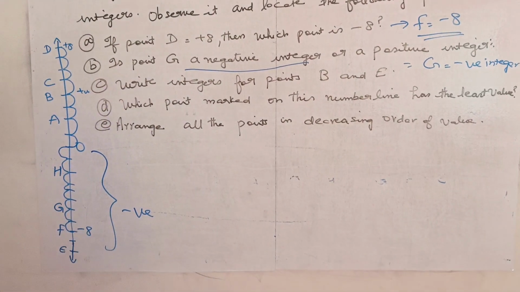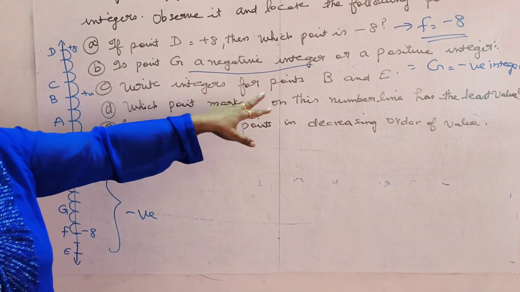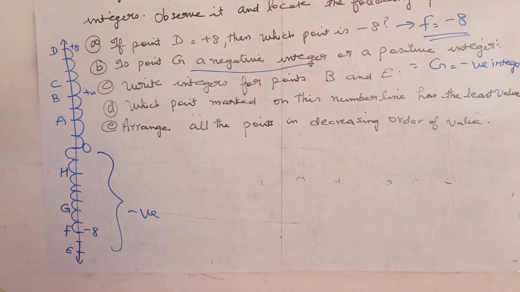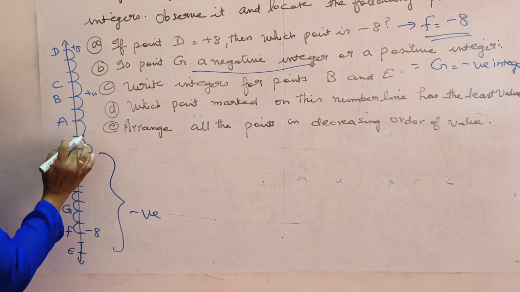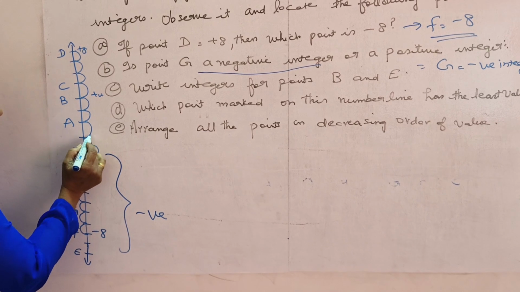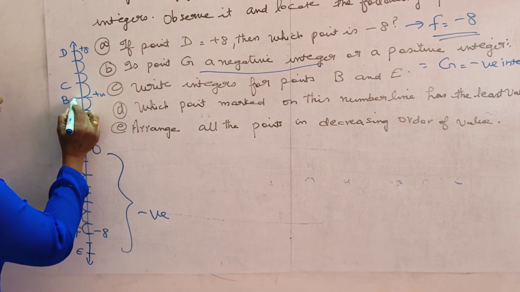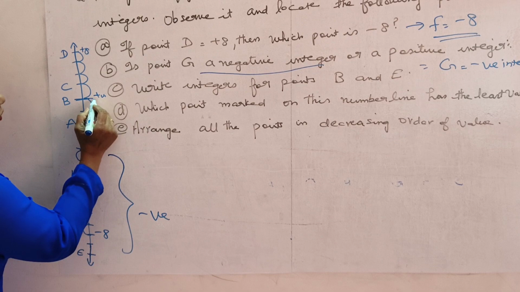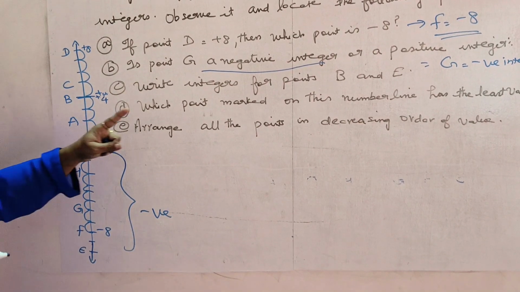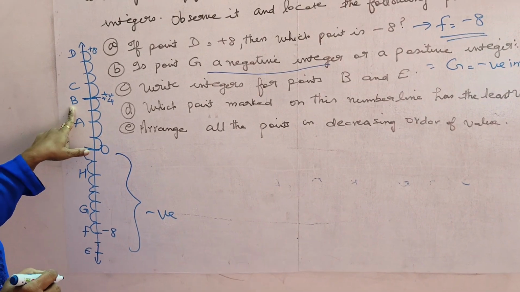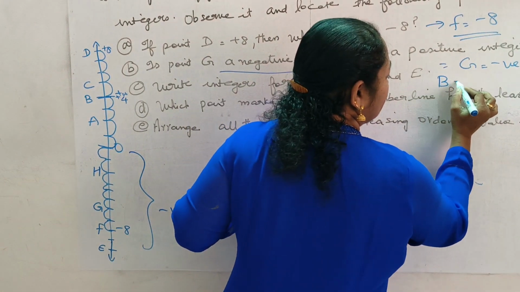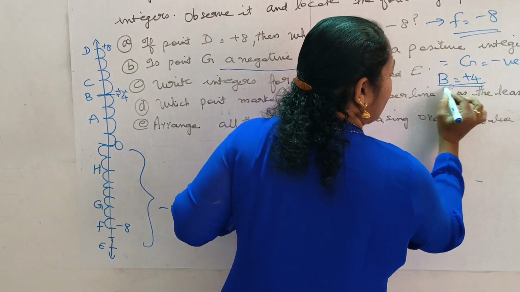Okay, and next question. Write the integers for points B and E. Where is B? B is here. This is the 0 point. So from here onwards, 1, 2, 3, 4. This is B. So this is 1, 2, 3, 4. So this is 4. What is the value of B? B is plus 4. B is equal to plus 4.